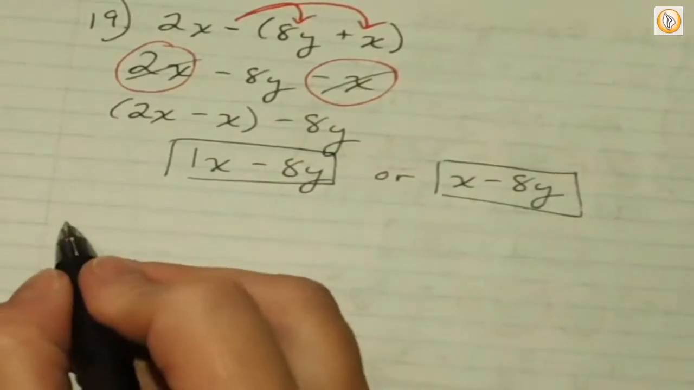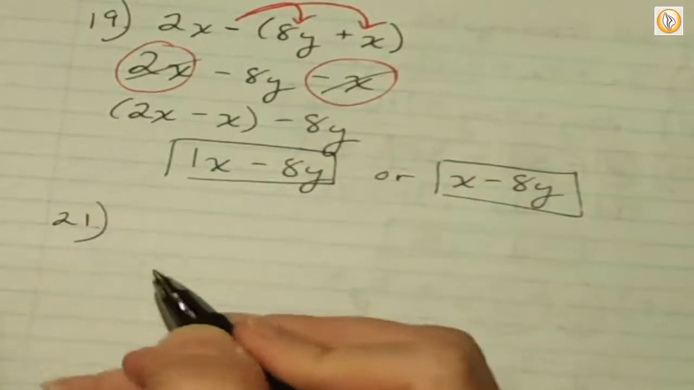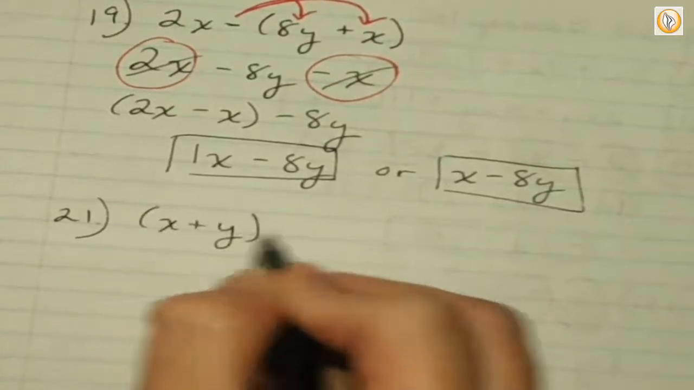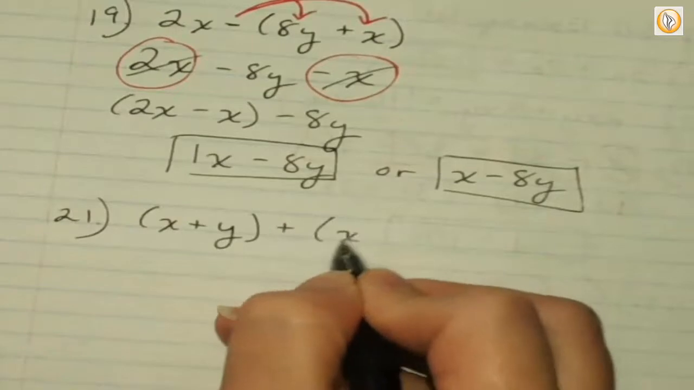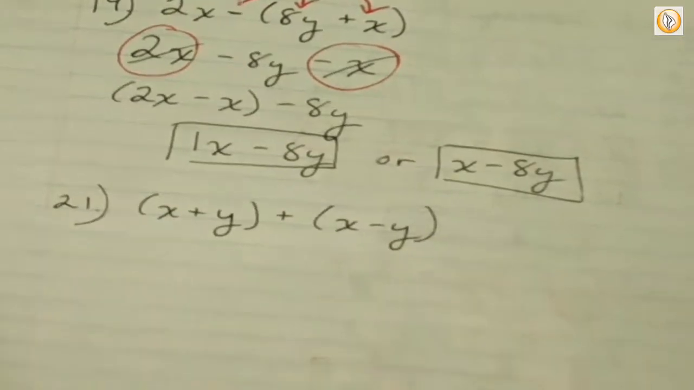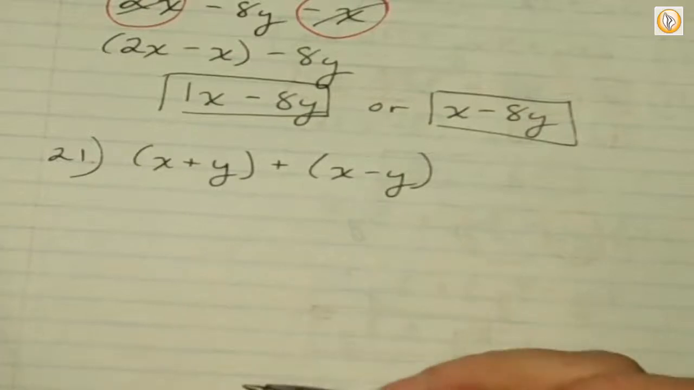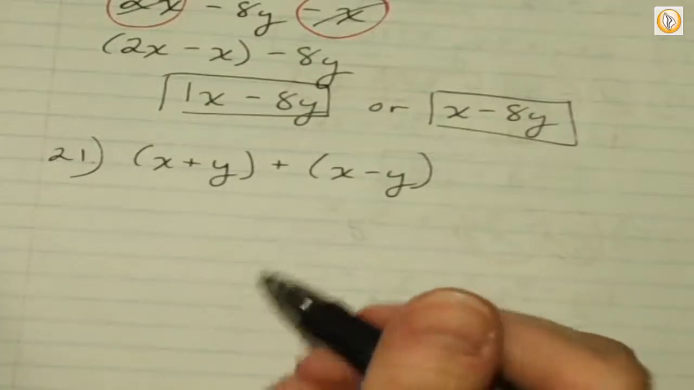All right. 21. Taylor. I have x plus y plus x minus y. Can I combine anything in the parentheses? No. What do I do then?